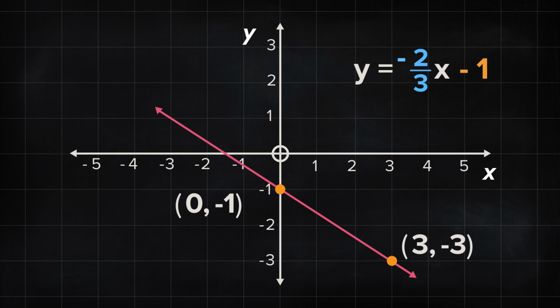So let's see what happens if we think of the slope as positive 2 over negative 3. We count up 2, then 3 to the left. That gives us a point at (-3, 1). It's a different point, but it's on the same line. There's only one line that has a y-intercept of negative 1 and the slope of negative 2/3.